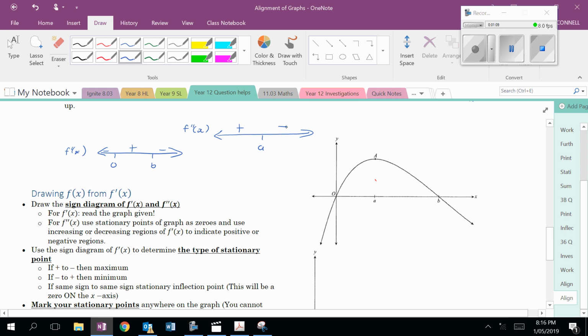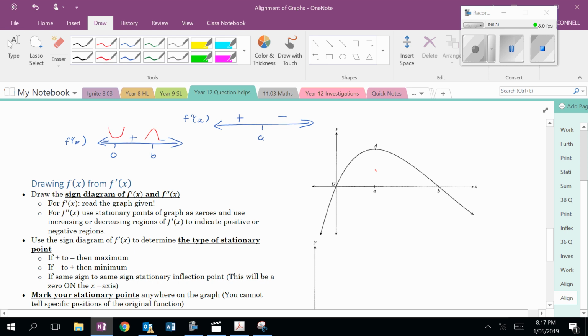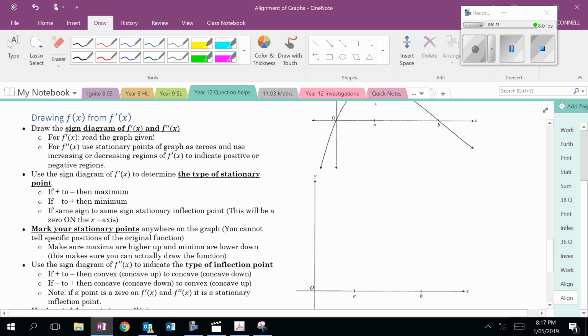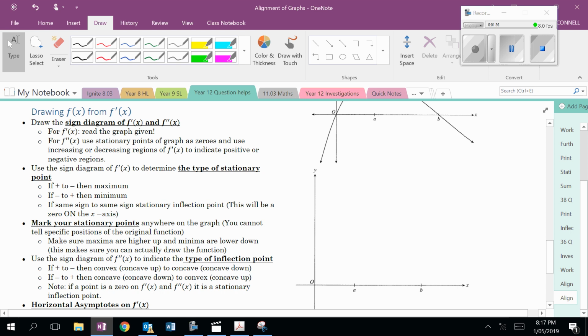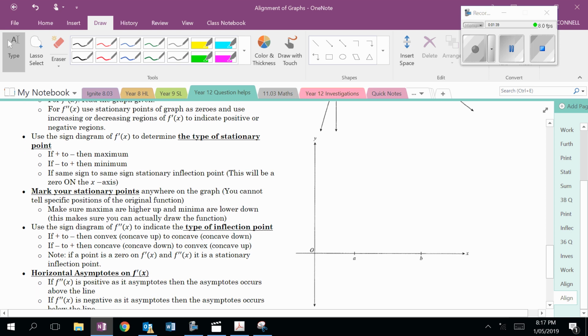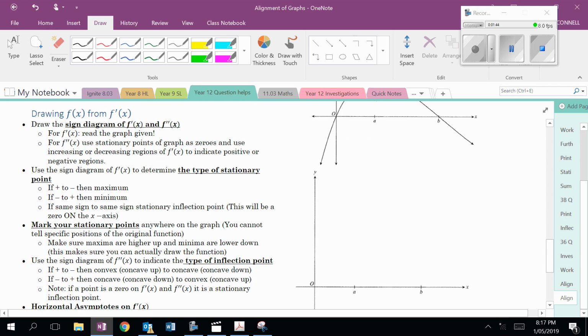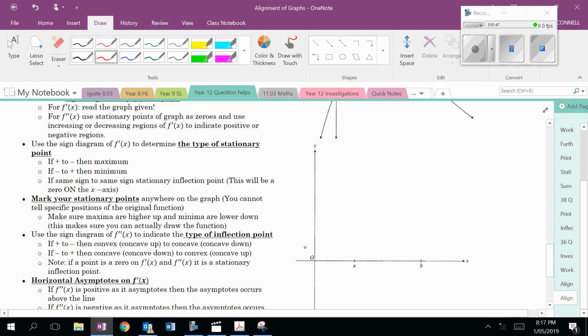Now we use the sign diagram of f dash of x to determine the type of stationary point. So here on my derivative, it's going from negative to positive, so it's going from coming down to going up, so that'll be a minimum. On the other side, it's positive to negative, so it's going up to coming down, and so that will be a maximum. Now, we can mark our stationary points anywhere on the graph, provided that we're not told anything about the original function. We don't actually know where, so we've got a minimum at 0 and a maximum at b, but we don't know where that occurs.